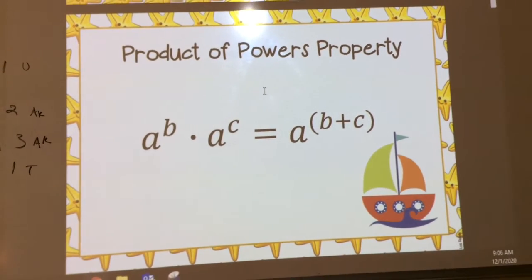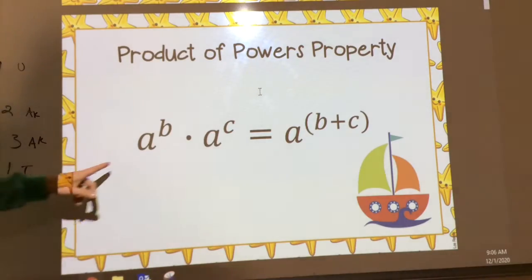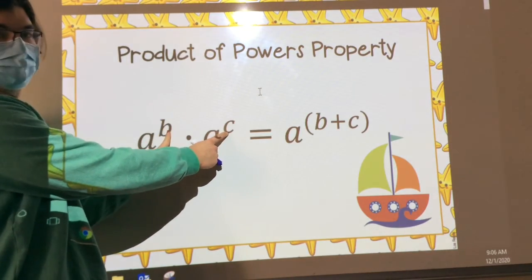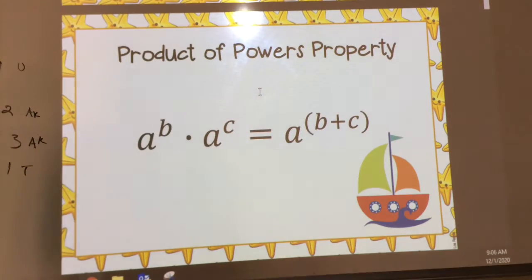All right, so what this is really saying is that if you have the same bases, you can add your exponents together. So right here, if I go to product of powers, this is a to the m times a to the n is equal to a to the m plus n. Same thing. Same bases, different exponents. Keep your base, add together your exponents. Easy enough? All right.